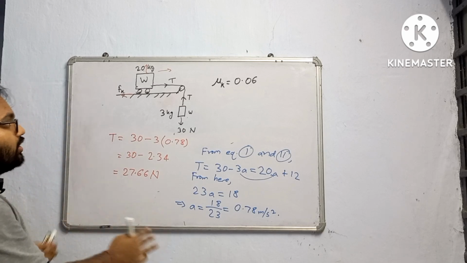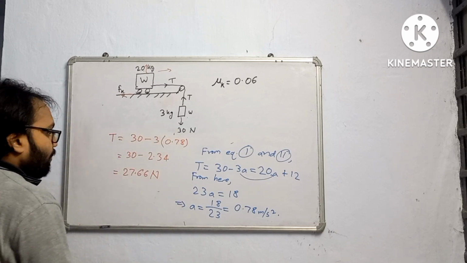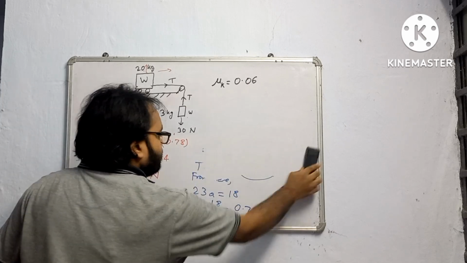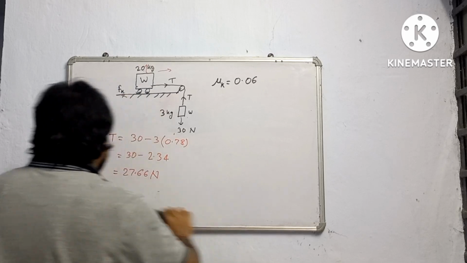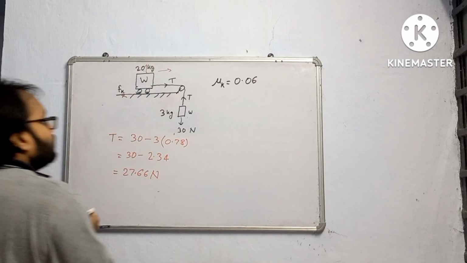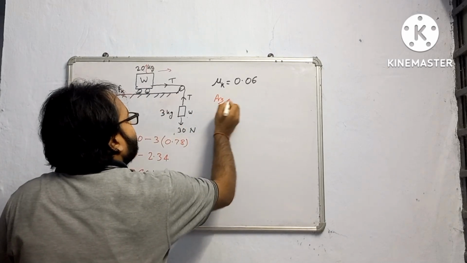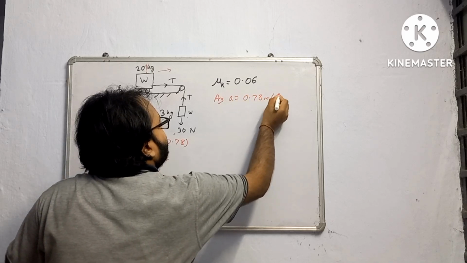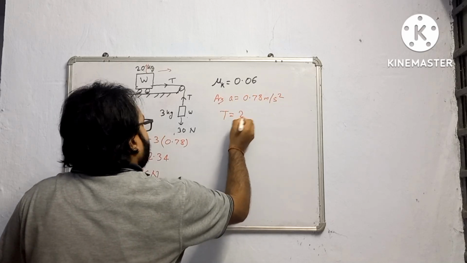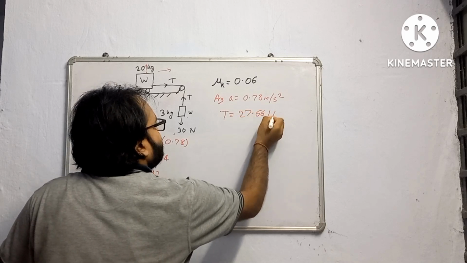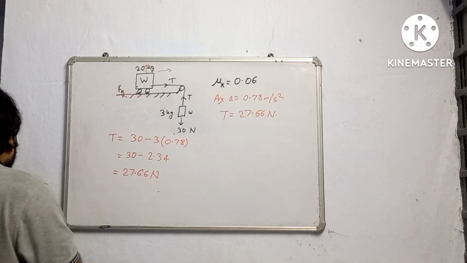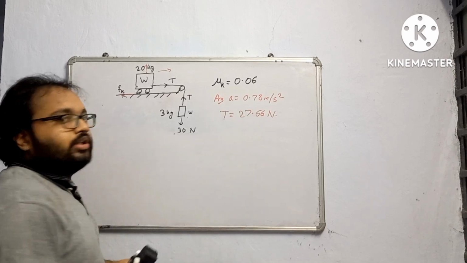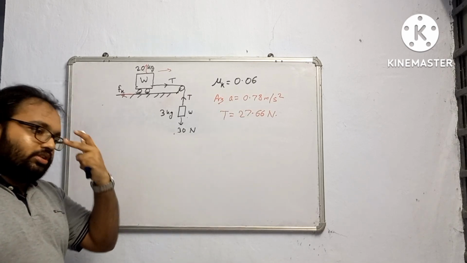I am writing the final answer. You can see here. Acceleration 0.78 meter per second square. Tension T is equal to 27.66 Newton. You will tick the option in which this answer is given. That's all about this question.